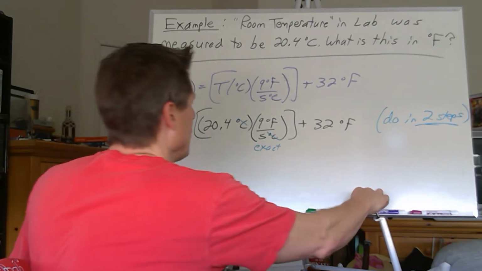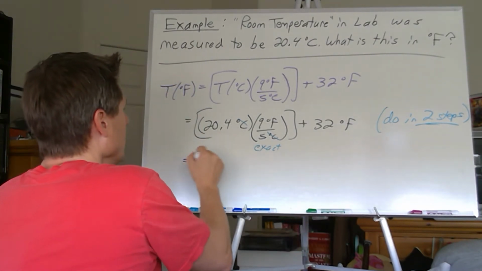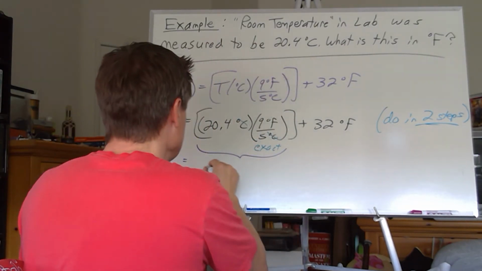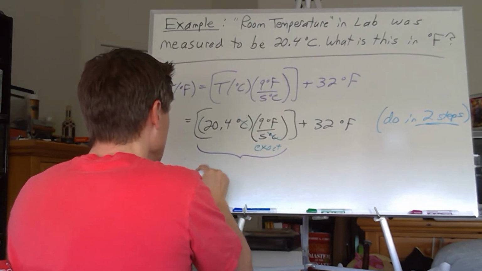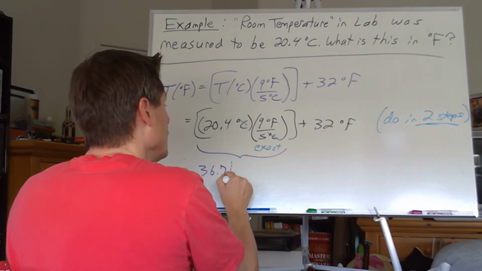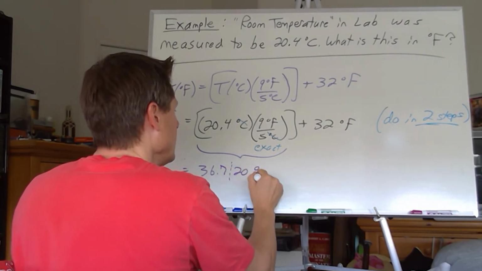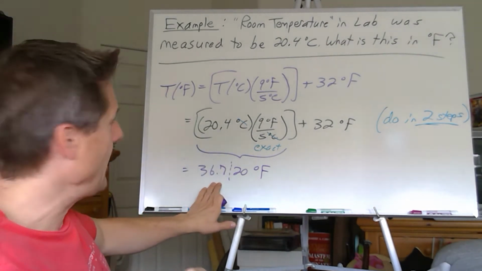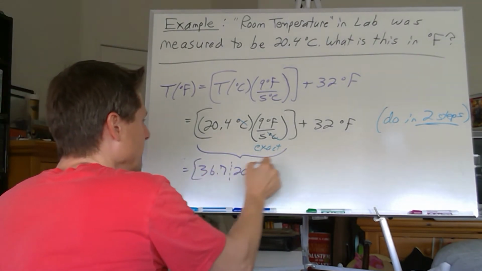Let me switch back to purple. So this term, I get 36.72. Good to 3 significant digits. You see that? So that's good to 3 sig figs.